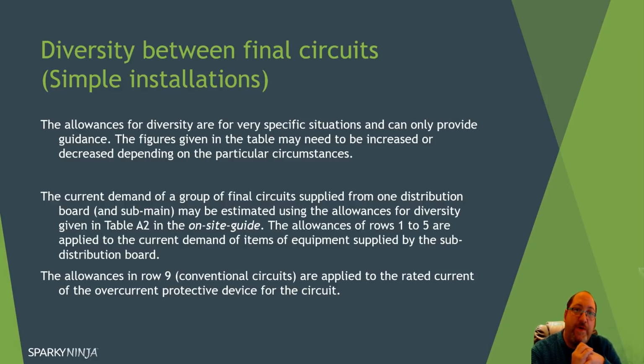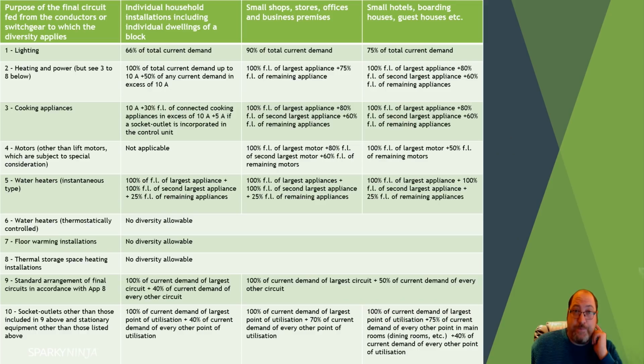The current demand of a group of final circuits supplied from one distribution board and submain may be estimated using the allowances for diversity given in table A2, which I'm about to show you. The allowances of rows 1 to 5 are applied to the current demand of the equipment supplied by the sub-distribution board, each piece of equipment. Row 9, however, applies to the rated current of the overprotective device for the circuit, and row 9 applies to socket outlets in a household type scenario according to Appendix H, which basically means your A1, A2 or A3 ring or radial final circuit. And that is where the design guide is a little wrong with the way it uses those. So this is the table.